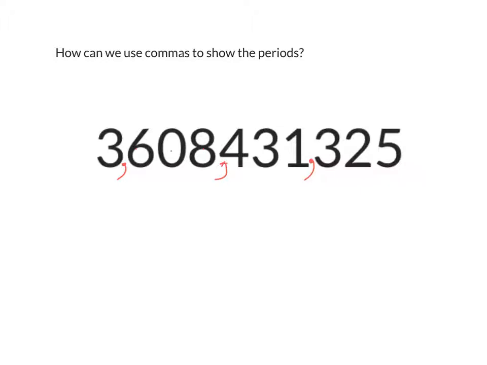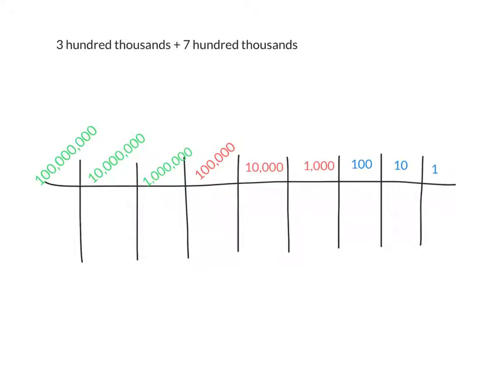So all together, this number is, let's say it together, 3,608,431,000. Do you guys see how knowing the periods helps you say the number in word form? Very good.